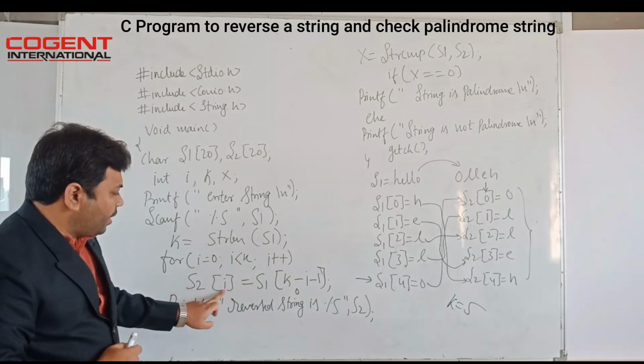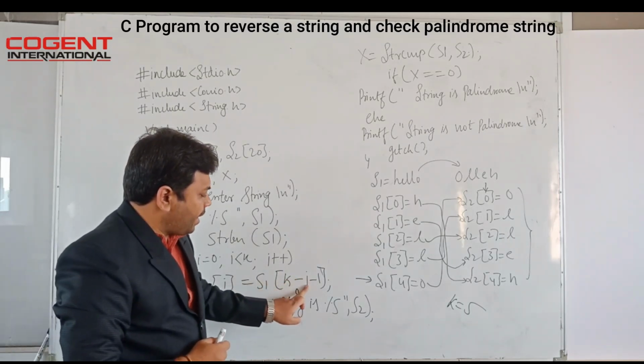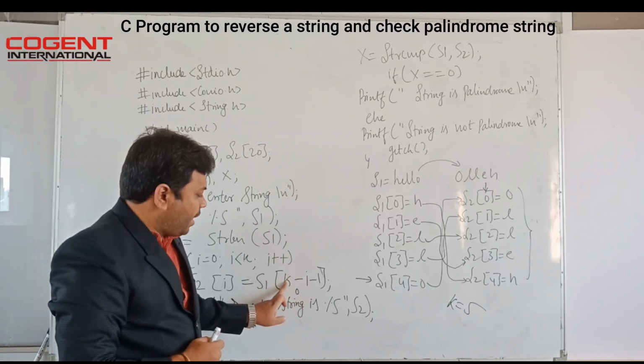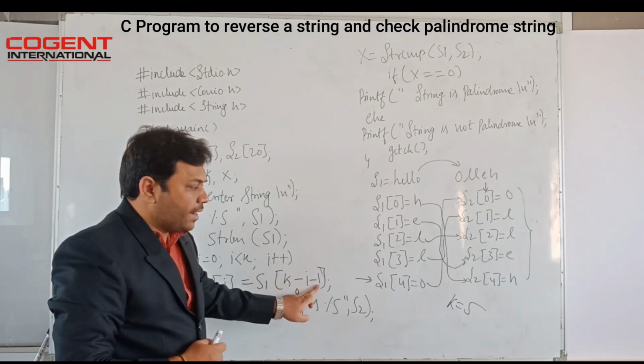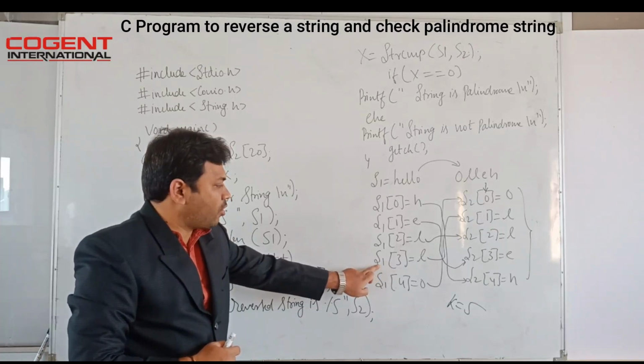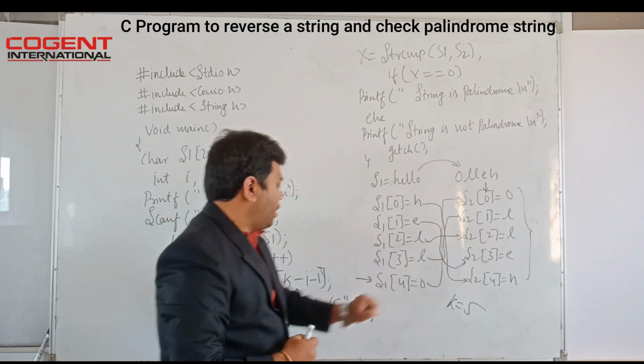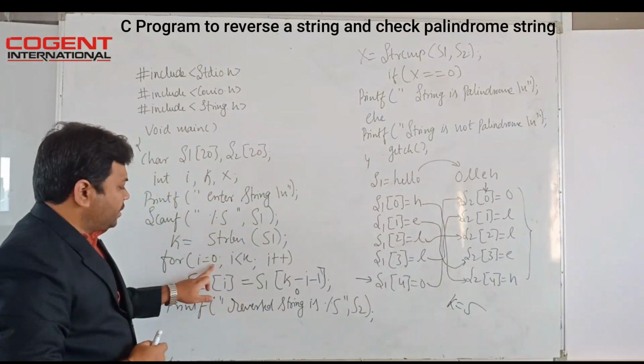Then S2 of 1 is equal to S1 of k minus I. What is the value of I? 1. 5 minus 1 minus 1, I'll get what? 3 here. So this location I will get. So this is copied into the S2 of 1 here. Now increment the value of I, I is equal to 2.